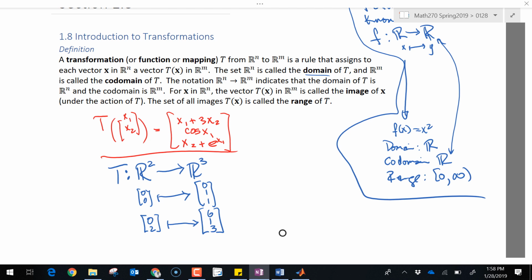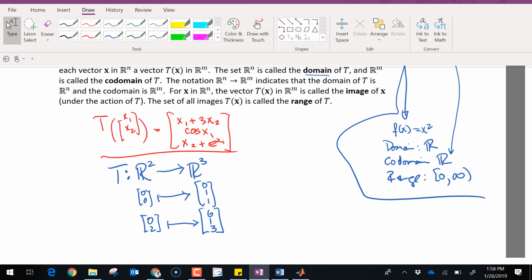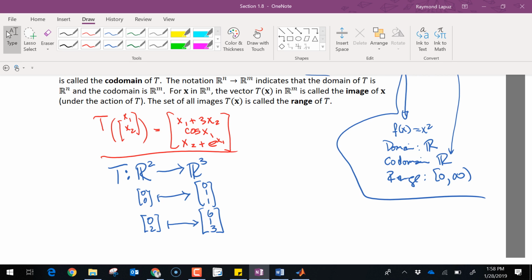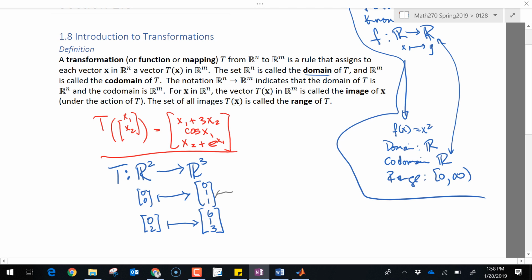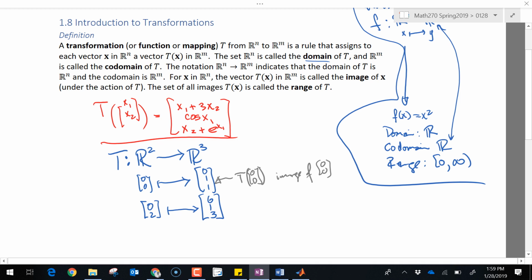I would say that according to the definition, we could say that this vector in R3 is the image. This is T of 0, 0, the image of 0, 0. This is T of 0, 2, which is the image of 0, 2 as it goes from R2 to R3.